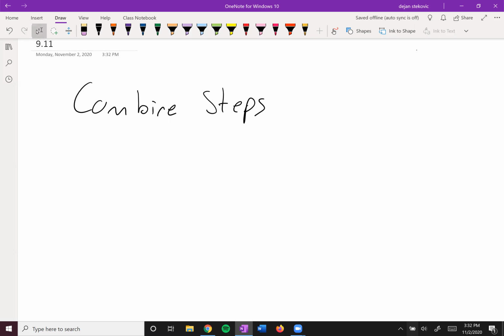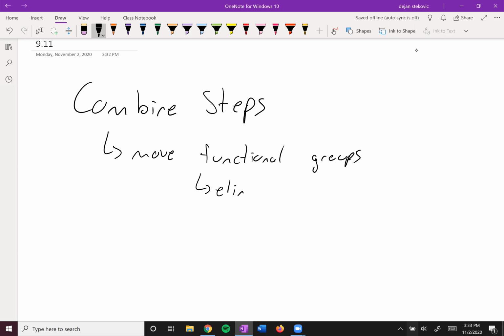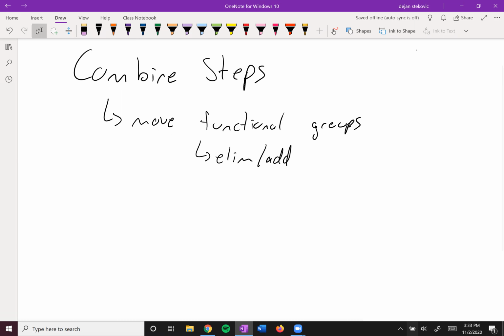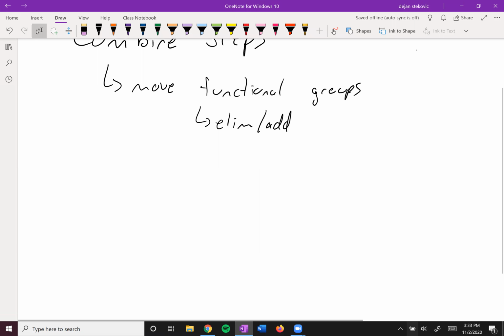Once you have all those one-step transformations down, the next step is to combine steps. And so we've done already a lot of this. Probably the most important thing to be able to do here is move functional groups, right, from one position of the carbon to another position of the carbon. And we do this through subsequent elimination and addition reactions. Remember, for elimination and addition, we have a lot of control over the regiochemistry here.